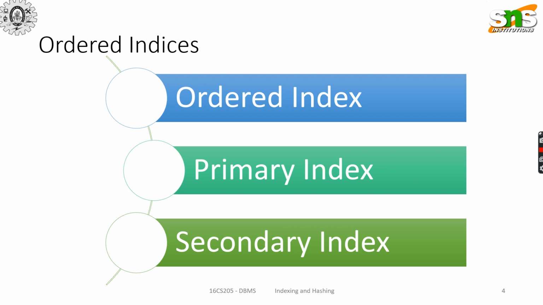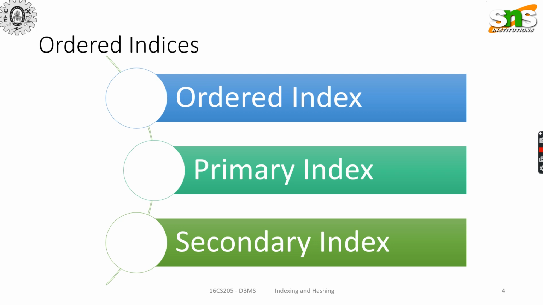Usually this index file resides in the cache memory of the machine. From that memory, we'll try to fetch the address of the data, and based on the address, we'll go straight away. Direct access will be done. And in the primary index, we have two types of indexes: one is the dense index, the other one is the sparse index. We'll see that in the next video.